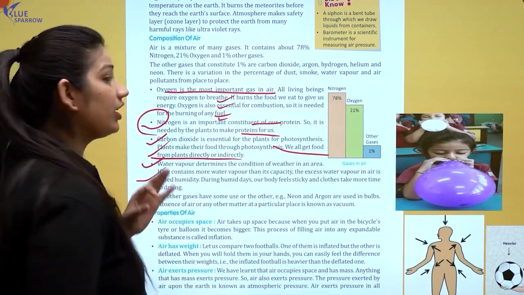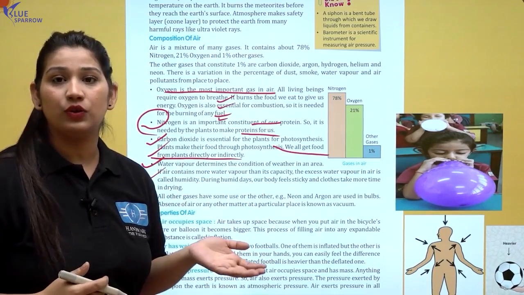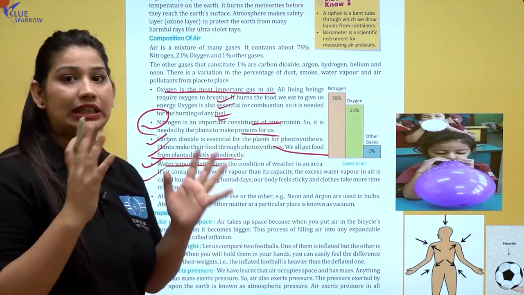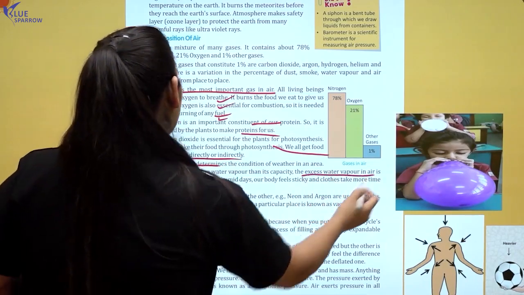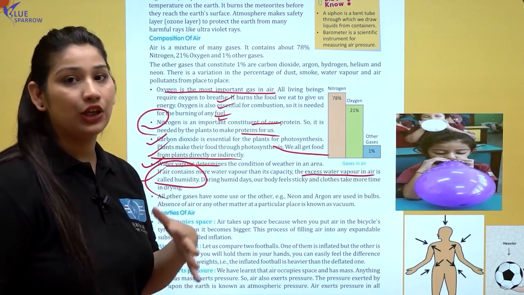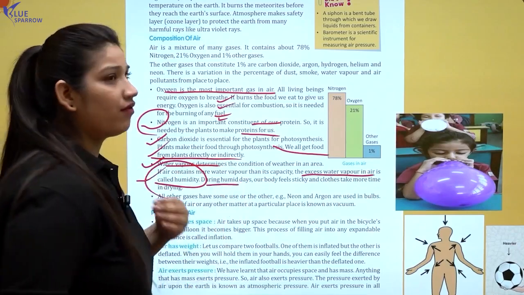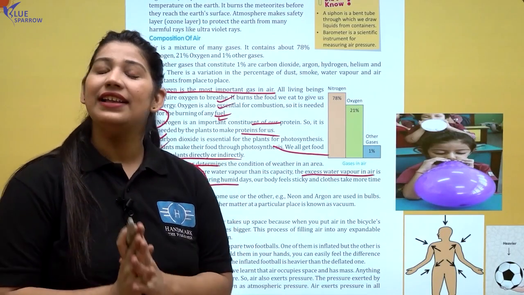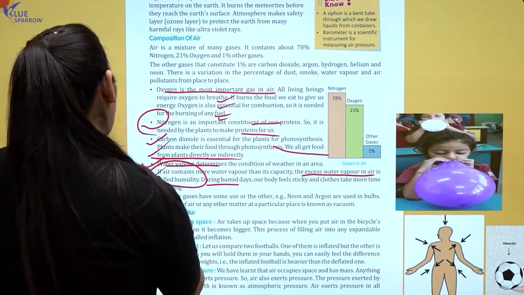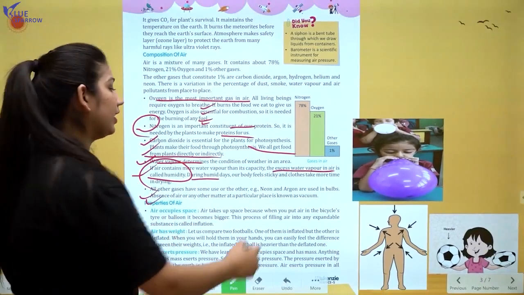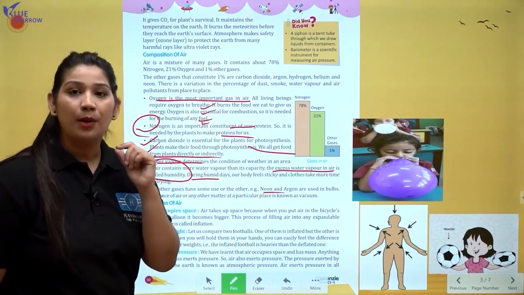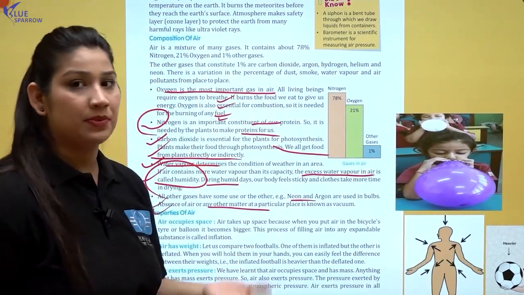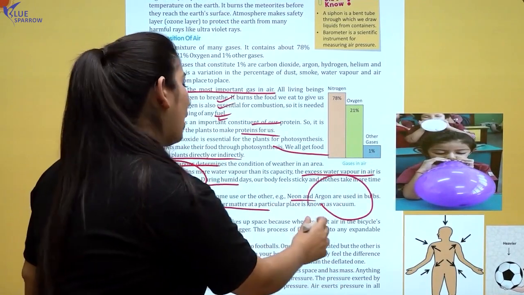Next, water vapor. Water vapor is also present in air, as I told you in the composition of air. Water vapor determines the condition of weather in an area. The excess water vapor in air is called as humidity. During humid days, our body feels sticky. आपको लगता है ना कभी बहुत ज़्यादा चिपचिपा हो रहा है? Those are humid days. All the other gases have some uses, like neon and argon are used in bulbs. Absence of air or any other matter at a particular place is called as vacuum.